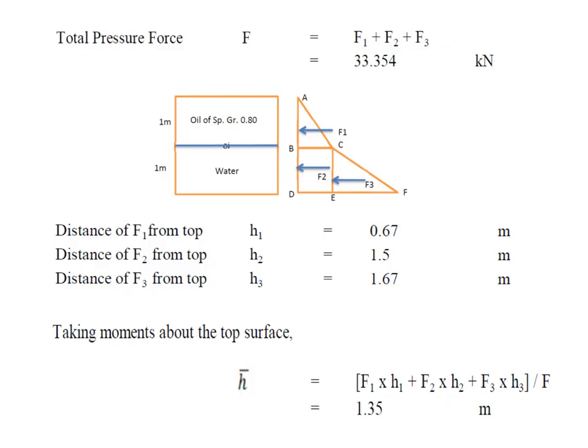By taking moments, you should note that F1, F2, F3 act at the CG of those diagrams. So you have to put those forces at the CG of those diagrams, and then take moments. That is by Varignon's theorem: the moment of the resultant force, that is 33.354, about the free surface is equal to the moment of F1, F2, F3 about the top surface only. Then you will be able to solve.